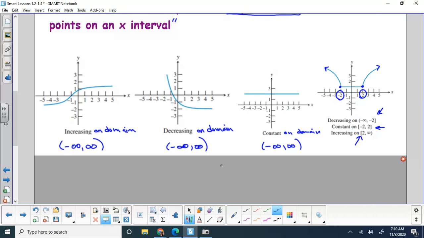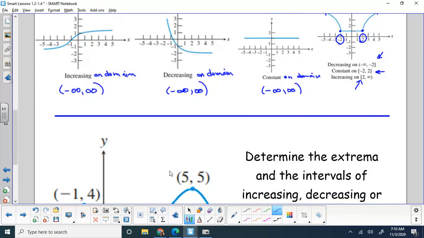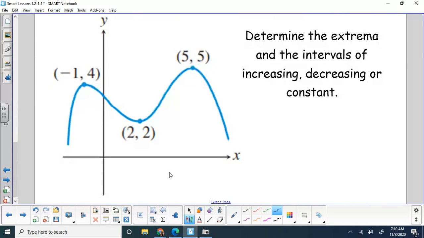Again, notice that we're always using those hard brackets. And again, that is because we're saying between these x values, or on this x interval, this is what is happening. All right, so I have another one here. This is an example for you to pause the video, take a second, look at it, see if you can find the extrema and the intervals of increasing and decreasing, or constant if there are any.